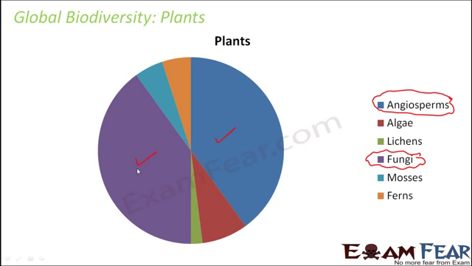Now what we have to look at is how can we conserve the biodiversity? How can we protect the animals from being extinct? How can we protect the animals from the various dangers which actually lead to their extinction? Those are the things which we will be taking up right now.